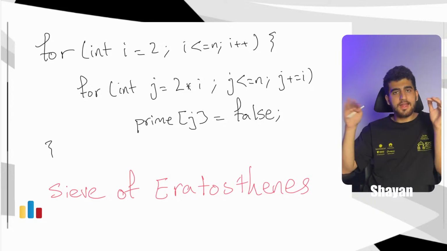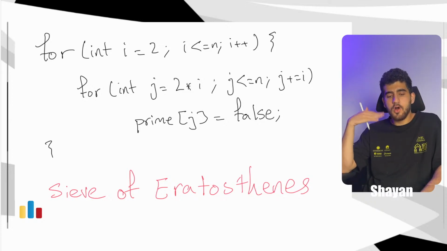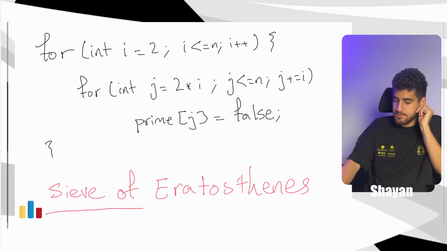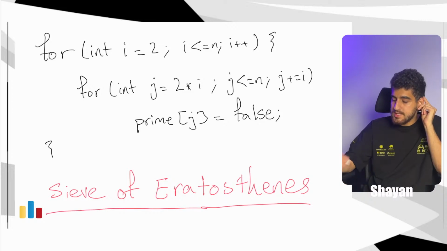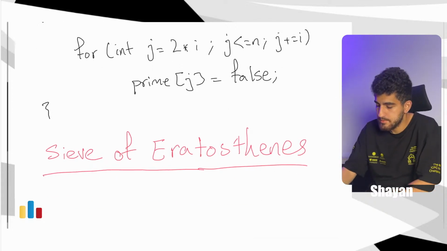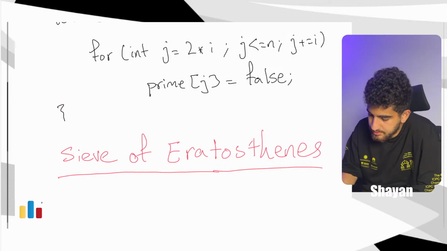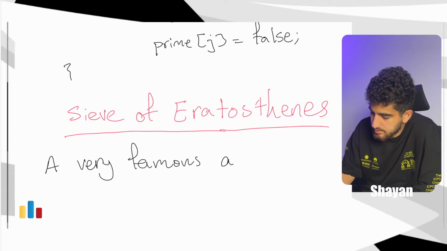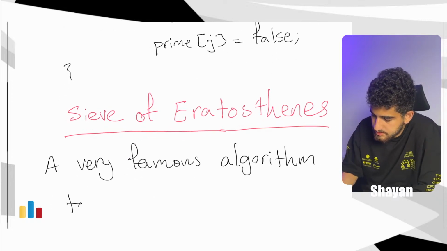You have a for, and in your second for you go over multiples of the first number, and you say that that number is not a prime number. This is a very famous algorithm to find prime numbers.